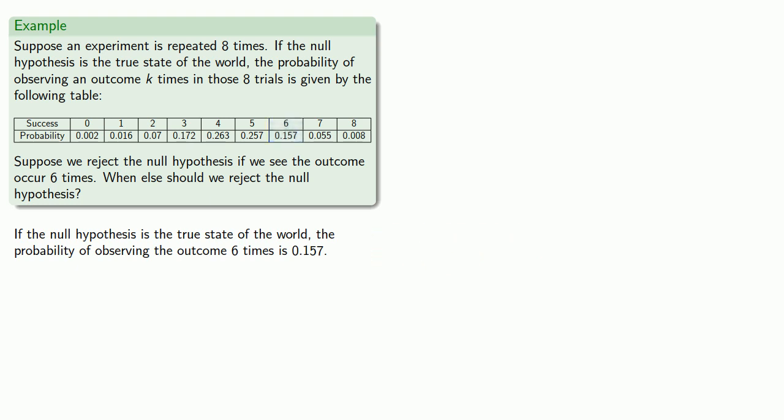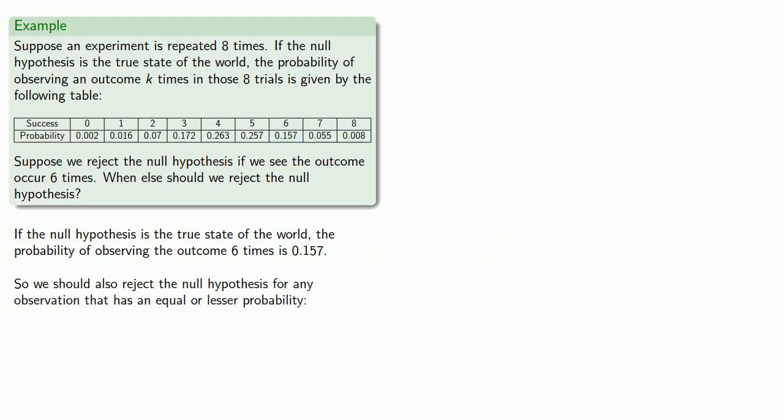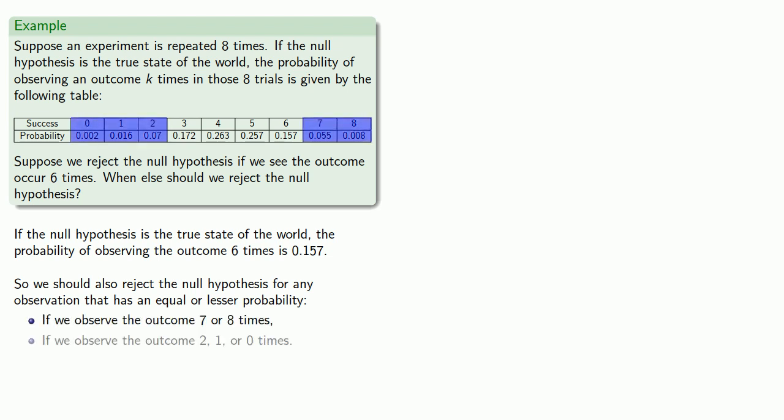So, we should also reject the null hypothesis for any observation that has an equal or lesser probability. So, if we look at our table, the outcomes with lower probability are these. And so, if we observe the outcome 7 or 8 times, or if we observe the outcome 2, 1, or 0 times.